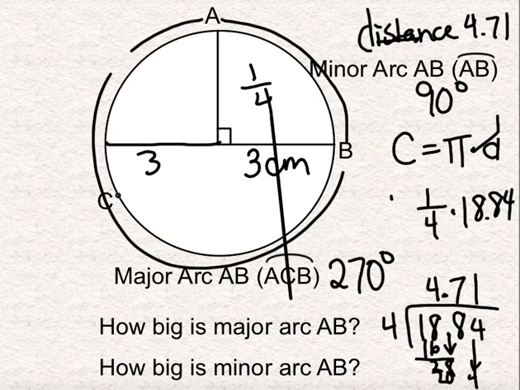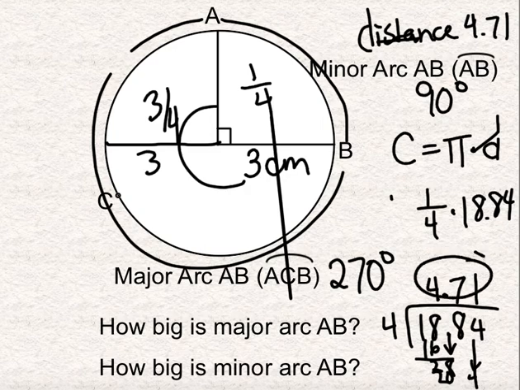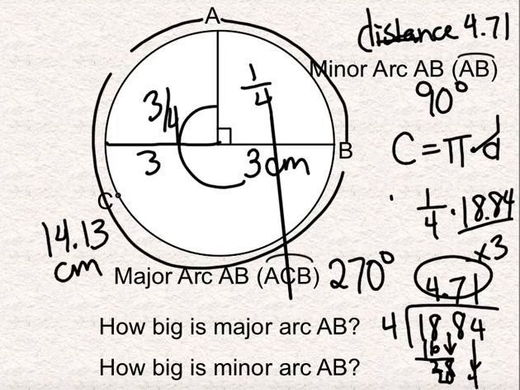Which means if we want the major arc, there's a couple ways to do it. We can say, well, if that's 1/4, then this entire thing is 3/4 of the entire circle. So we can take our 4.71 and multiply it by 3, or we can take my 18.84, my entire circumference, and subtract 4.71. We should get our major arc distance of 14.13. That should be our major arc distance. Now we can do it with circumference, but we can also do it with area.